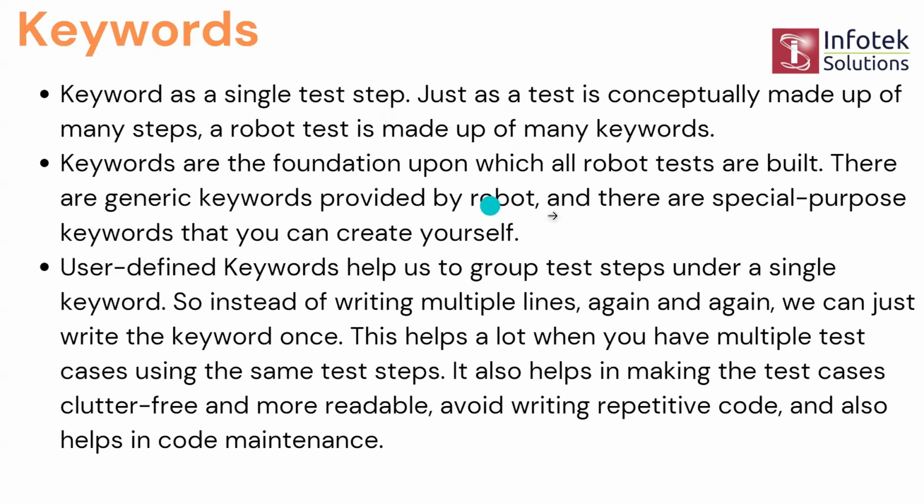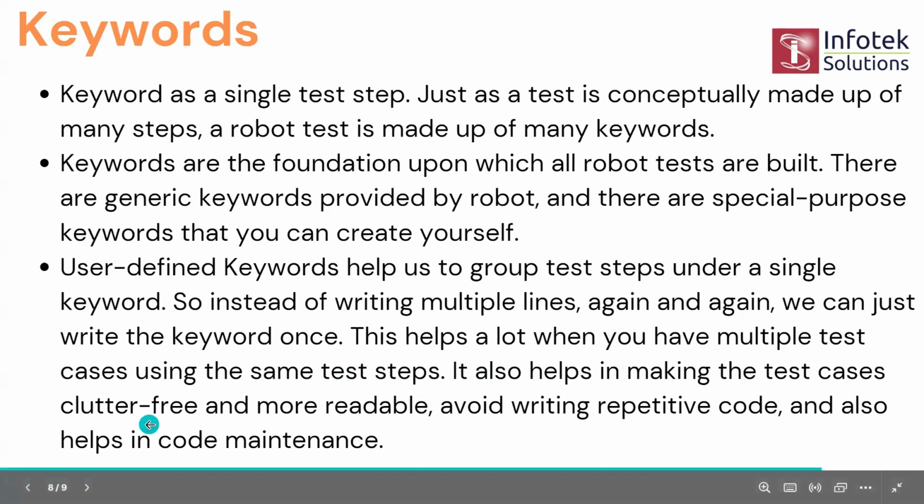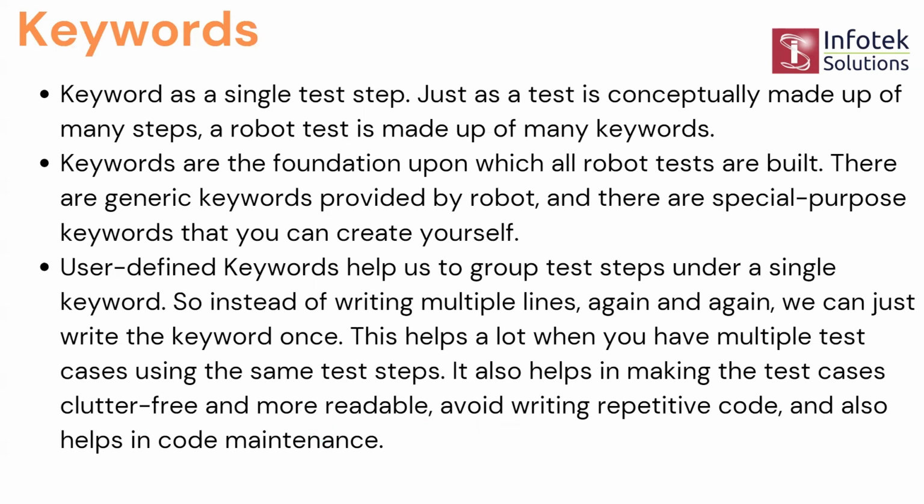There are generic keywords provided by Robot, and there are special purpose keywords that you can create yourself. So user defined keywords help us to group test steps under a single keyword. Instead of writing multiple lines again and again, we can just write the keyword once. This helps a lot when you have multiple test cases using the same test steps. It also helps in making the test case clutter-free and more readable, avoiding repetition of code, and also helps in code maintenance. Now, when you see this in real time, you'll get a better idea that keywords make things easier.